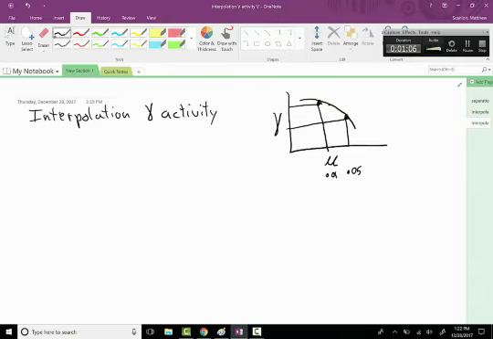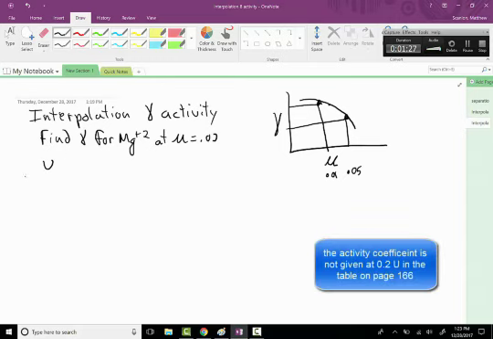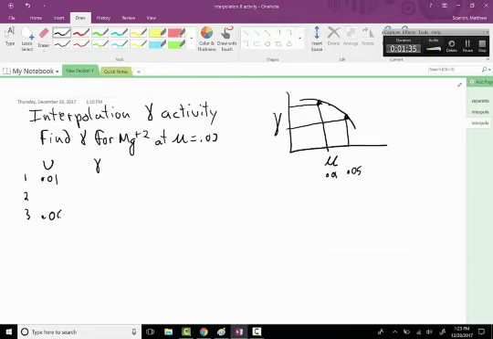So I'll make a little table. What I want to do is find the activity coefficient for magnesium plus 2 at mu equal 0.02. So when I look in my book, I'll make a little table. Mu is 0.01 and 0.05. These are given in the book, and I'm after 0.02. And the activity coefficient is 0.69. I don't know this one at 0.02, and it's 0.52.